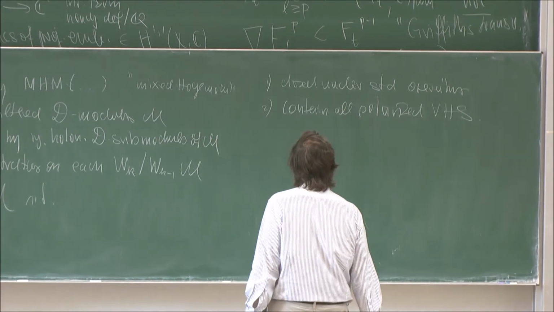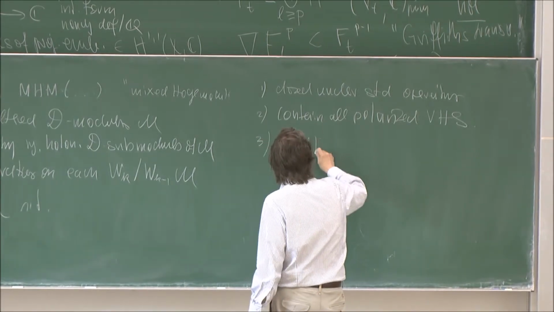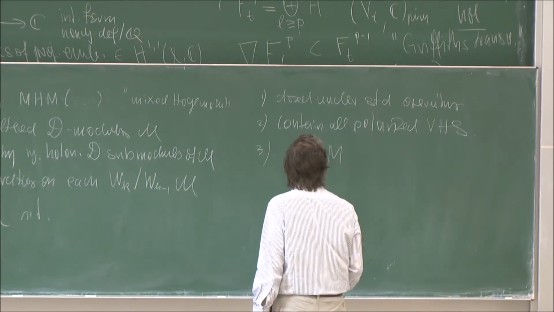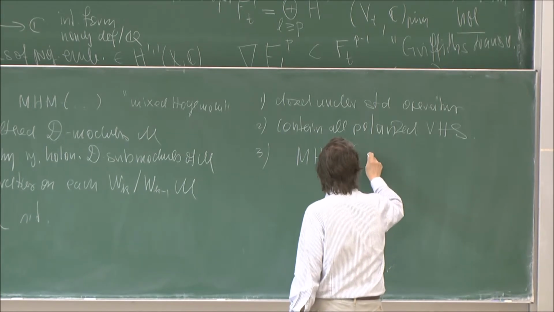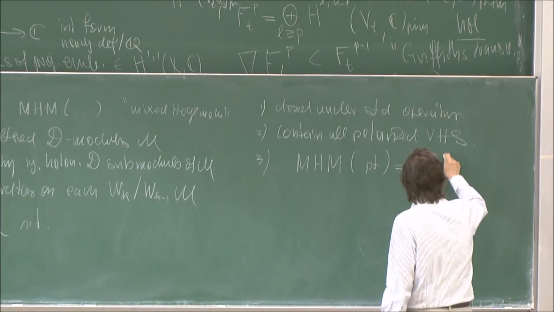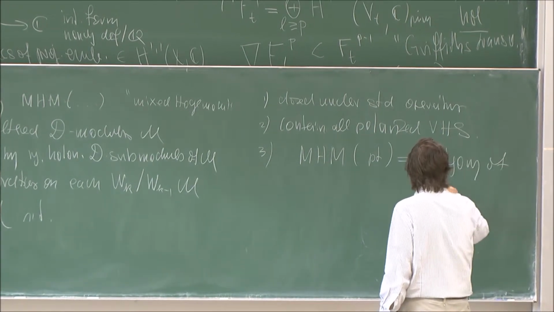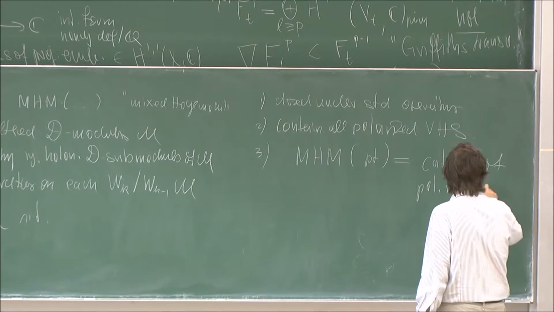So when you have a variation of Hodge structure, then you do get a filtered D-module, and it's supposed to be in this category. And then 3, if you look at the category of mixed Hodge modules for the point, this is the category of polarized mixed Hodge structures.